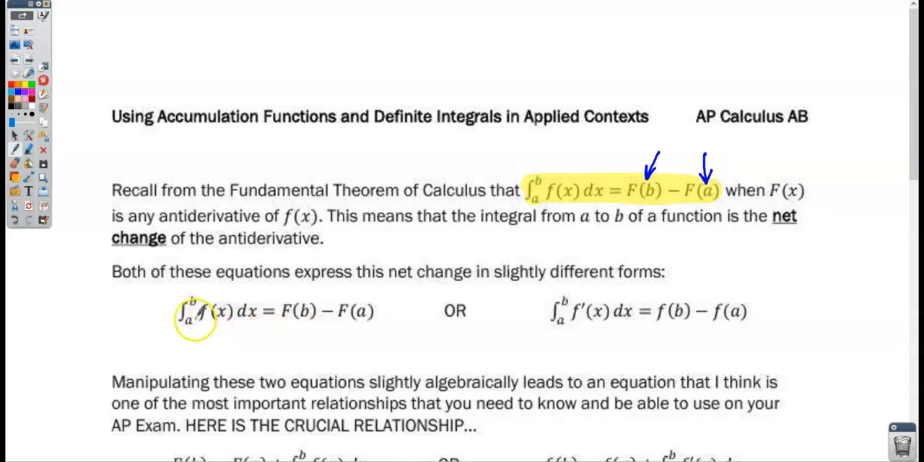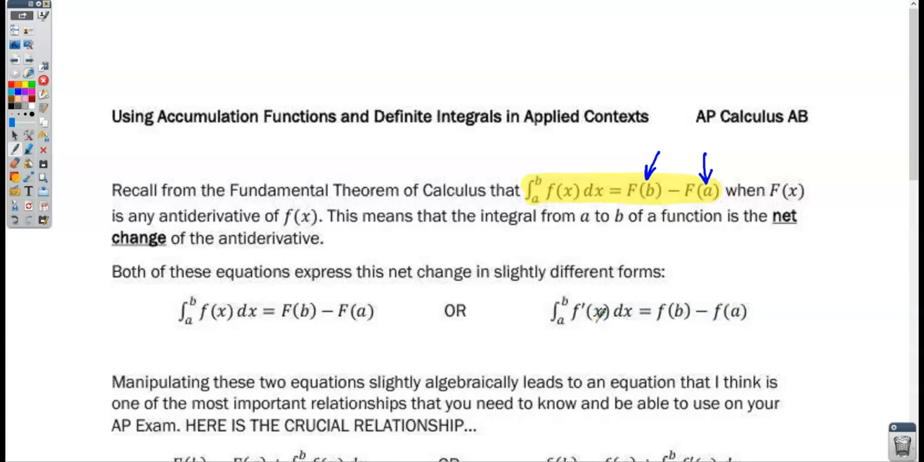Here we start with the integrand as lowercase f of x. Here we start with the integrand as lowercase f prime of x, but in essence these two statements say the exact same thing. The integral of the derivative is equal to the net change in the antiderivative. So this is one of those things that I think is hugely important.